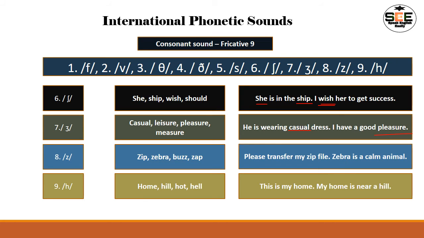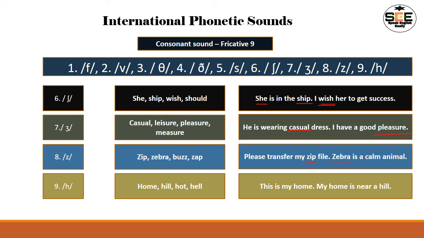Let's come to some sentences so that it gives us a crystal clear concept. Please transfer my zip file. Yes friend, in this zip word we are producing the z sound. Here also, zebra is a calm animal. This zebra is producing the z sound. I hope you understood this.